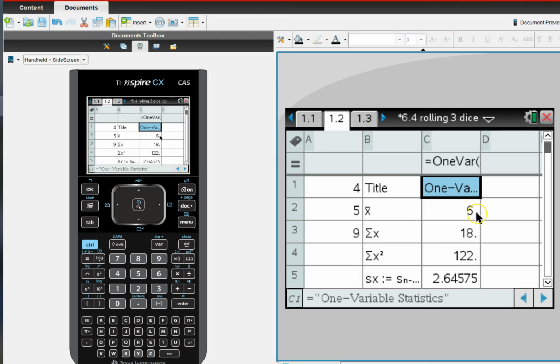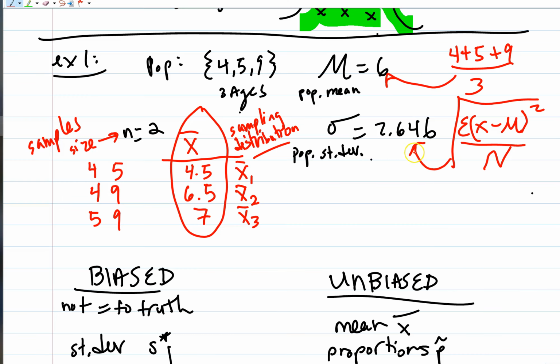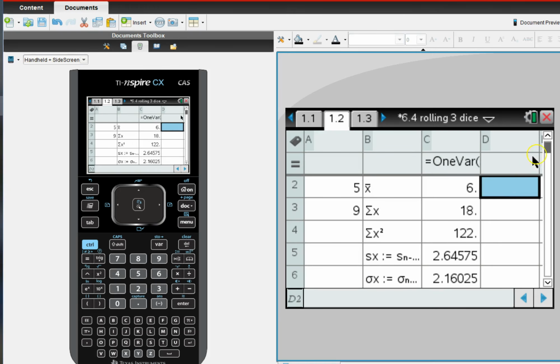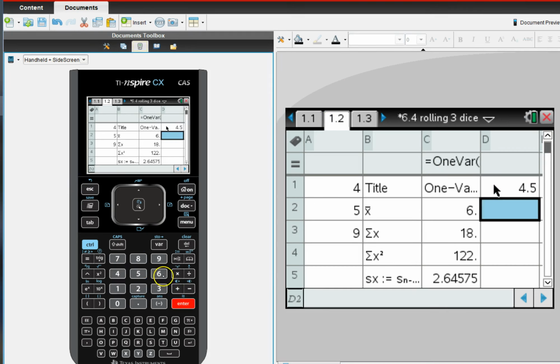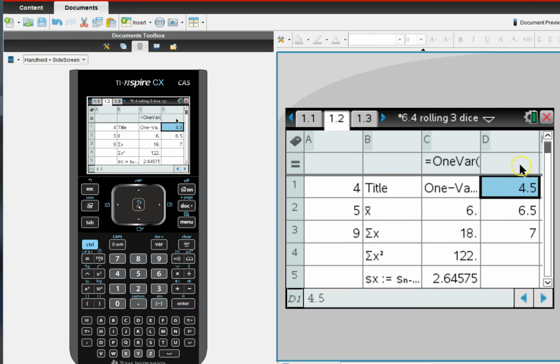If I scroll up, that's where I got the mean of 6 and the standard deviation of, I think it should be 2.16 if I've done this right. Actually, I think it should be 2.16 since we're dealing with the population, okay? Well, here's my sampling distribution: 4.5, 6.5, and 7. What if I were to find the mean of these means?